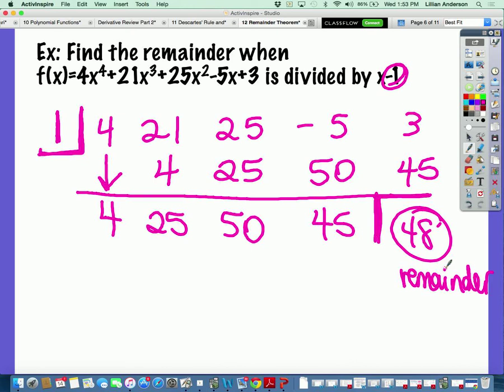Now realize it just asked me for what my remainder was. It didn't ask me to just divide the function by x minus 1. If it did that, then we know that whatever is here to the left of the remainder is my quotient, which would be 4 cubed, because you always lose a degree when you're dividing.